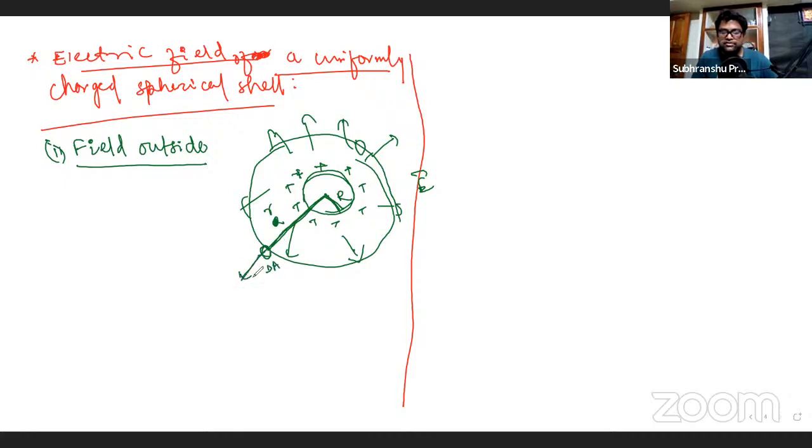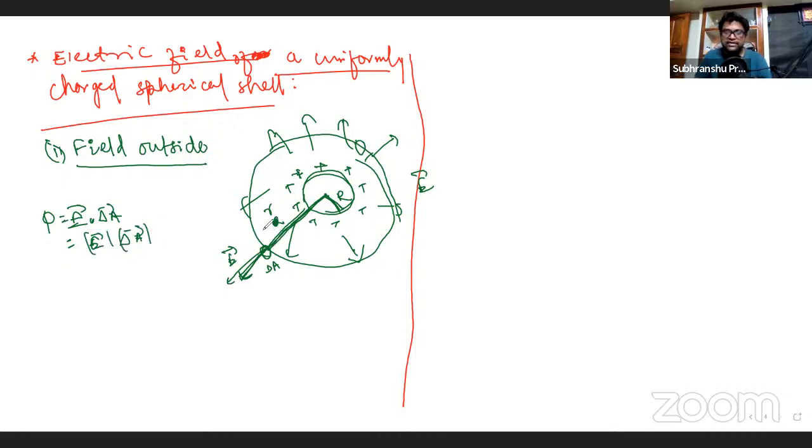So this will be the area vector, which will be outward, and the electric field vector is also outward. So the angle between them is 0 degrees. So we can write again the same thing, flux equal to E dA cos theta, and cos 0 is 1. So we can write E magnitude, dA magnitude only.